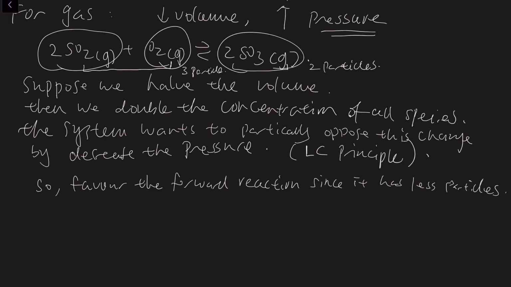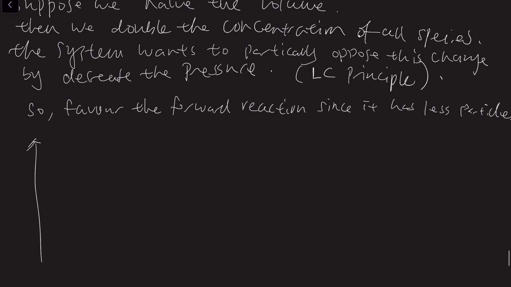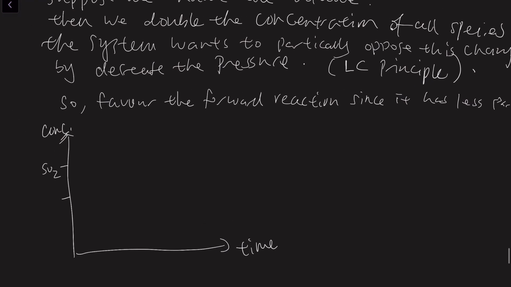So now let's draw the concentration time graph. So everything doubles because we are halving the volume. So the concentration of SO2 suddenly doubles, O2 suddenly doubles, SO3 suddenly doubles. Note the magnitude of increase is the greatest for SO2 because we have more SO2 to begin with. So when it doubles, it becomes even larger. 1 times 2 is equal to 2, but 3 times 2 is equal to 6. So if you go from 1 to 2, you are adding 1. If you go from 3 to 6, you are adding 3. So you need to emphasize this on your exam.